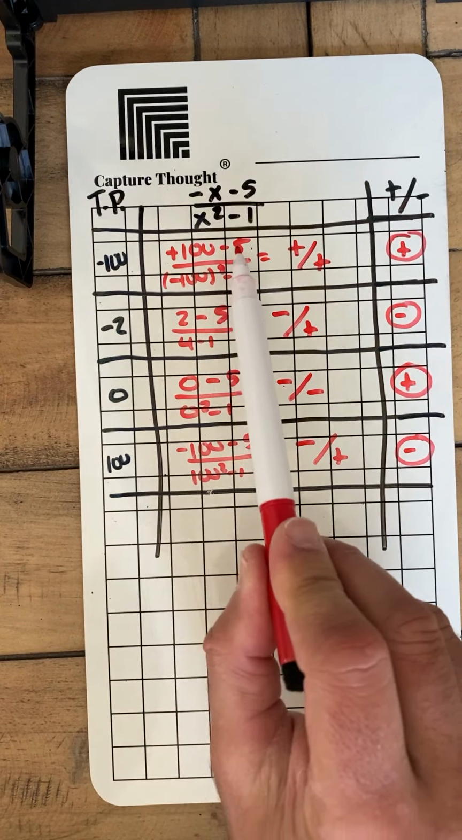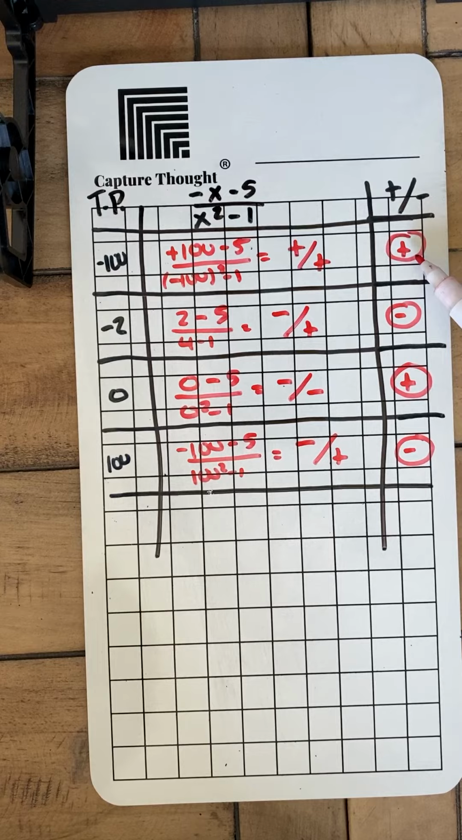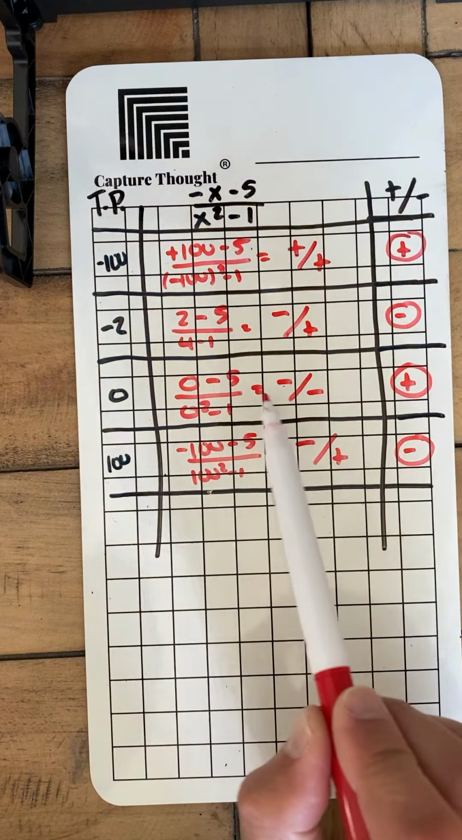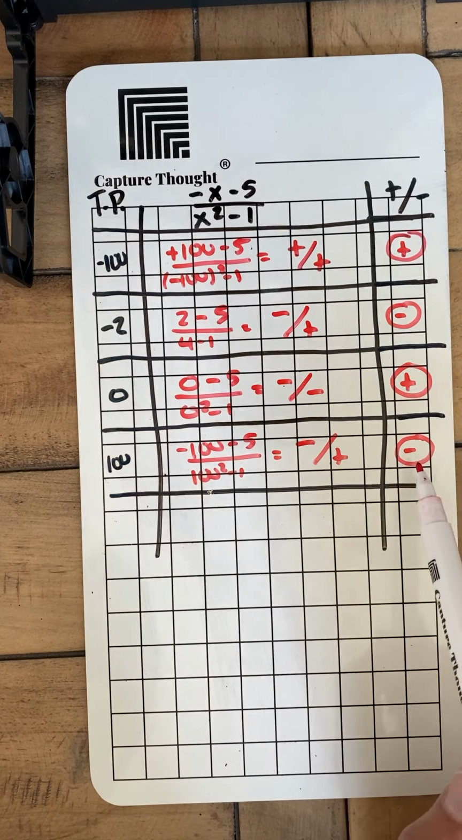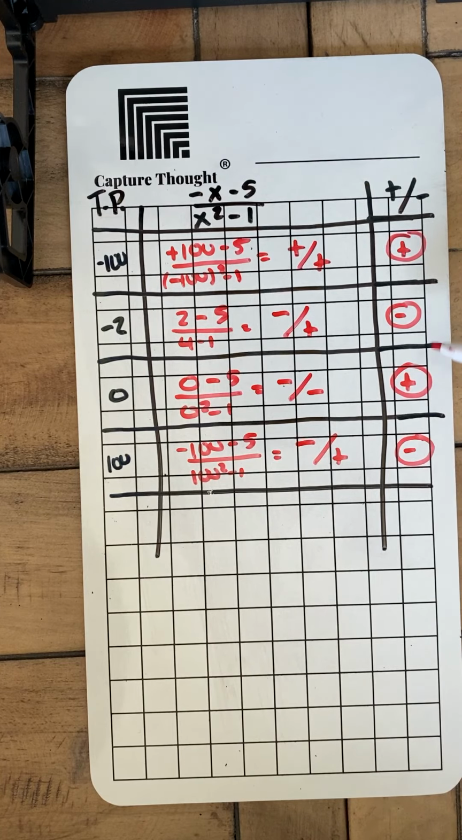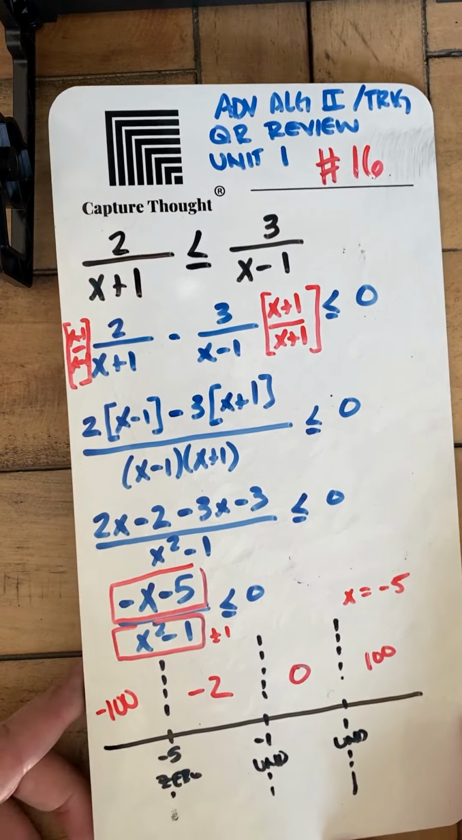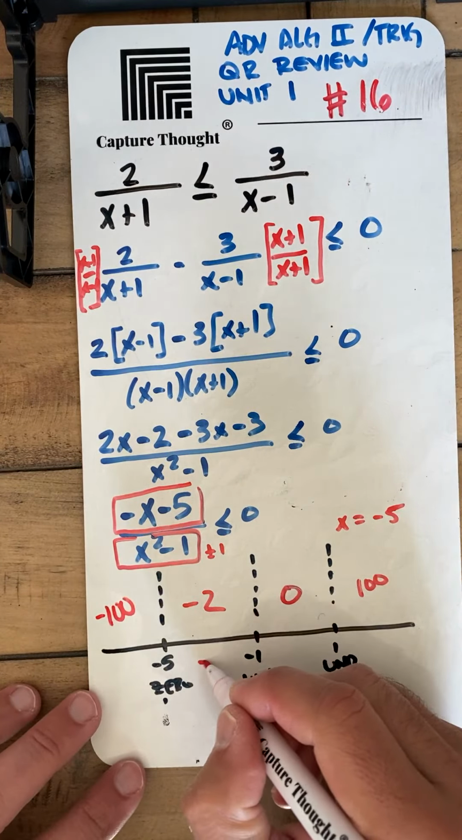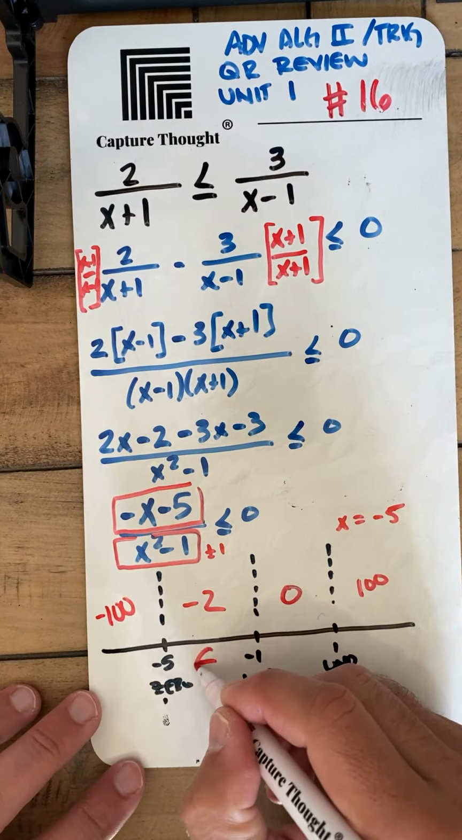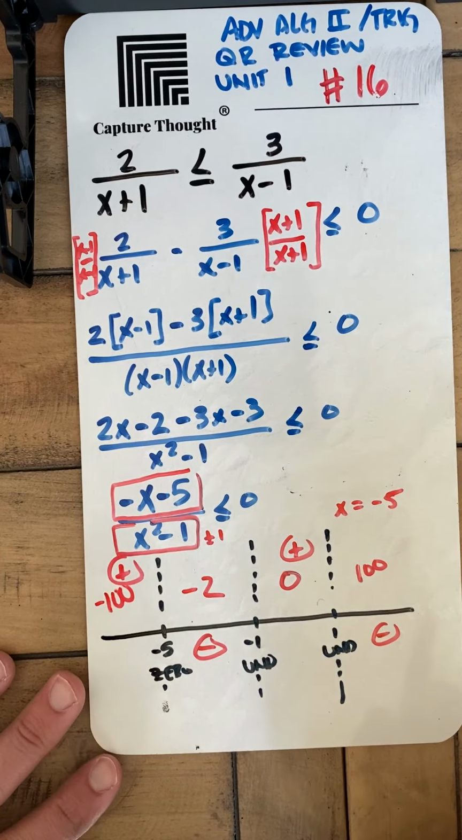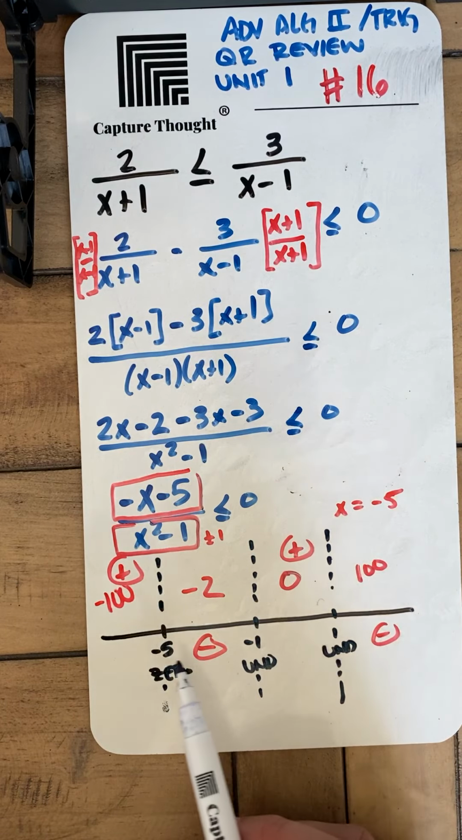So when I take negative 100 and plug it through, I get a positive over a positive, so that's going to be positive. Take negative 2, run it through, get negative. 0, run it through, get positive. 100, run it through, you get negative. So we only care about the negative ones. So we care about this one and this one, at negative 2 and 100. So this one works for us. So this is negative and this is negative. This is positive and this is positive. So the answer that we're looking for looks like it's going to be everything that is in between here.